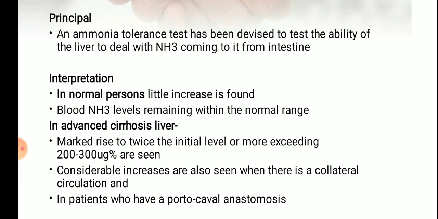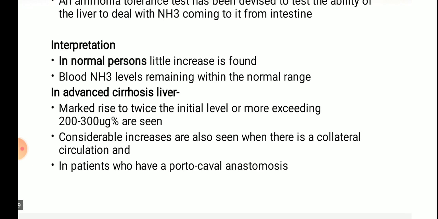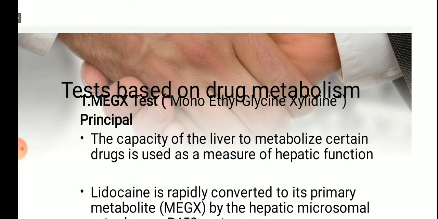Interpretation: in normal persons little increase is found, so blood ammonia levels remain within the normal range. In an advanced cirrhotic liver, what happens to the ammonia level? There is a marked rise to twice the initial level. So that is very significant here. A considerable increase is seen when there is collateral circulation and in patients who have a portocaval anastomosis.